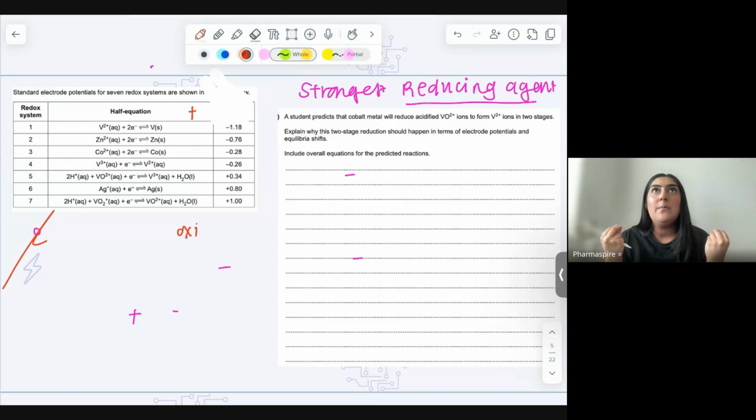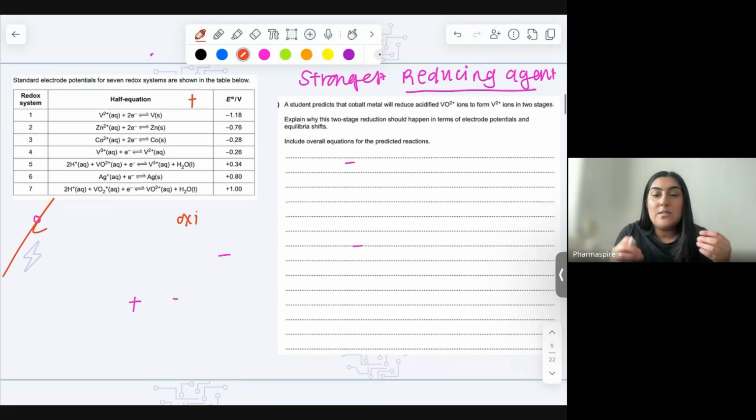Now, when you talk about why this 2-stage reduction happens, it's all about power. They're asking you why cobalt has the ability to be the reducing agent. That's what it's basically asking you. So it's all about power in electricity. So when we talk about power in electricity, which part of the table am I going to look at to see whether or not it has enough power? Which column? Yeah, so you want to get some numerical back, you want to back your points up with some numbers.